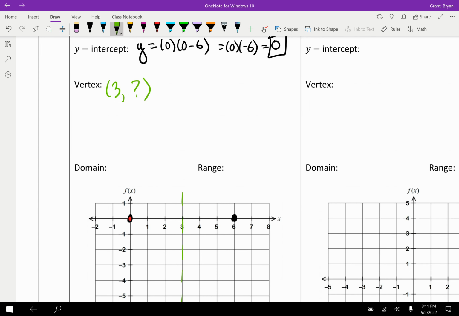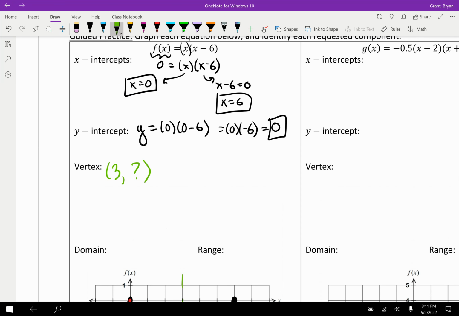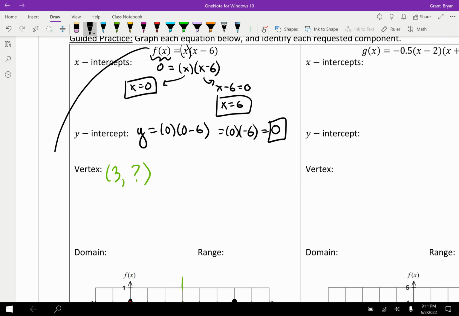Now again, I found the 3 just by counting to the inside. You could have added those together and divided by 2, but that seemed a lot easier. To find the y value, we're going to take our equation and we're going to find f of 3. So I'm going to leave some blanks really quickly here. So I'm going to find f of 3 in our equation, like so.